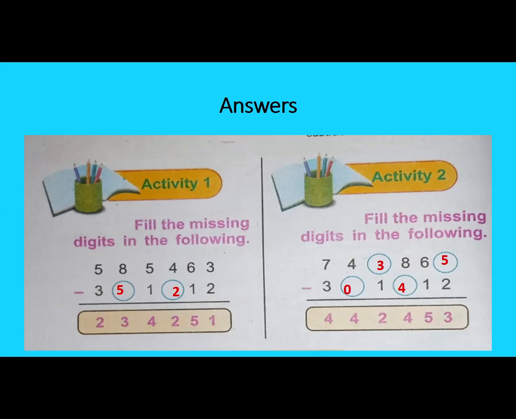Okay, my dear students, you can see over here 4 minus 2 we get 2, 8 minus 5 we get 3. You can match your answer with mine. 5 minus 2 we get 3, 8 minus 4 we get 4, 3 minus 1 we get 2, and 4 minus 0 we get 4. I hope all of you have done it correctly.